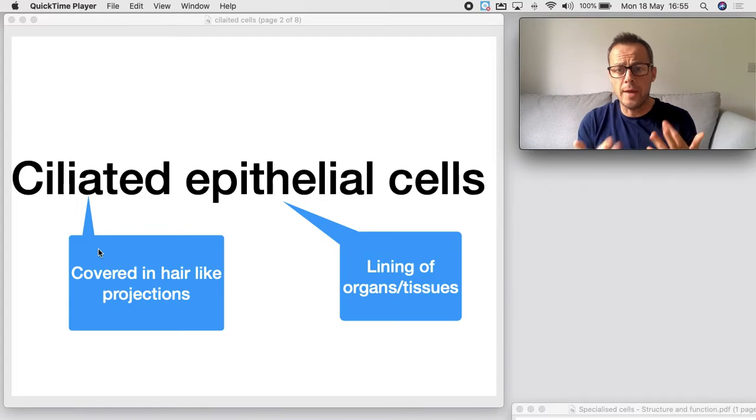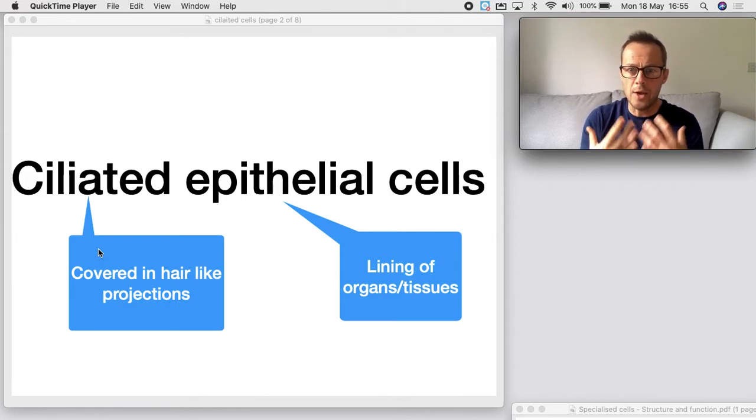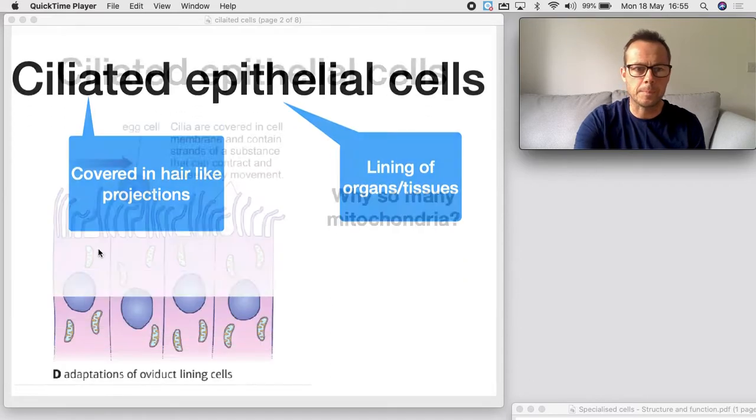Cilia are the little hair-like projections that move, and I always tend to show these with my fingers and imagine them like moving fingers, but they're moving. Epithelial means a lining of any organ or tissue, so it might be the lining of the airways or the lining of the oviduct in the female reproductive system. So it's a lining or like a covering of an organ or part of an organ.